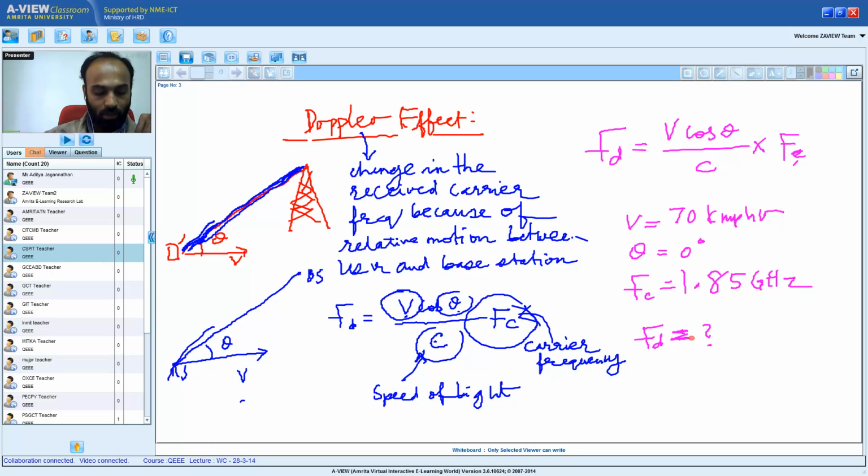All students, this is a question to all the students. Can we calculate the value of this Doppler shift? Let me write down probably a part of the solution also. So we have 70 kilometers per hour.